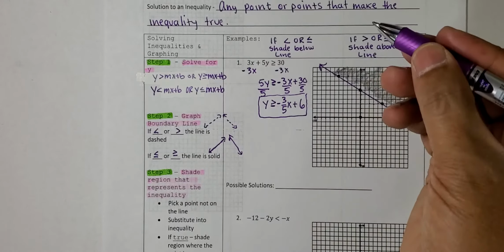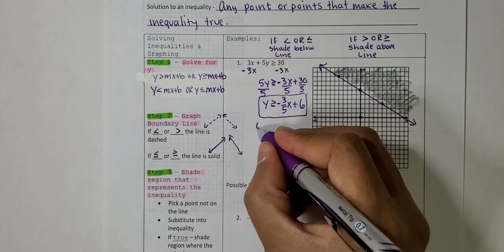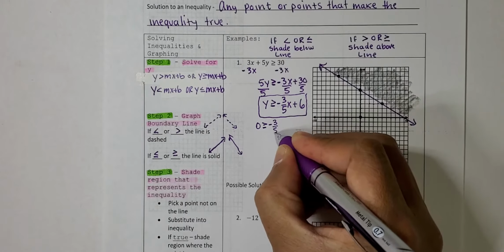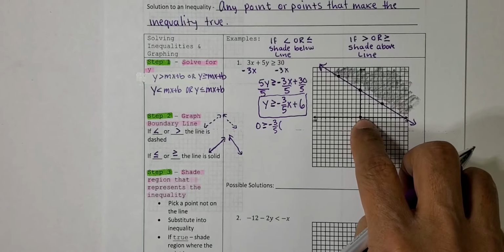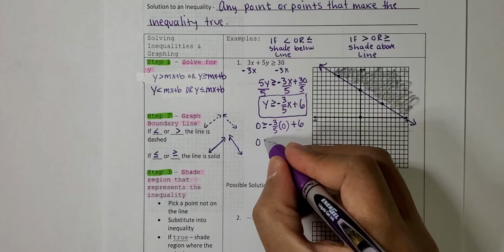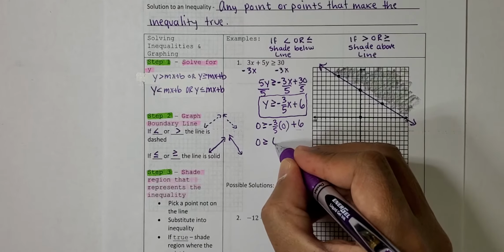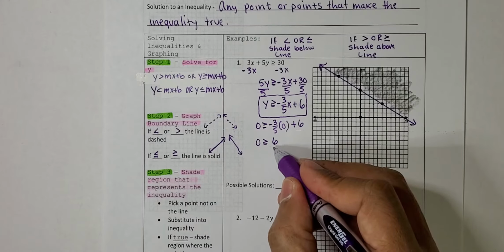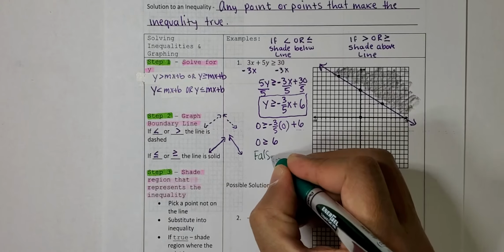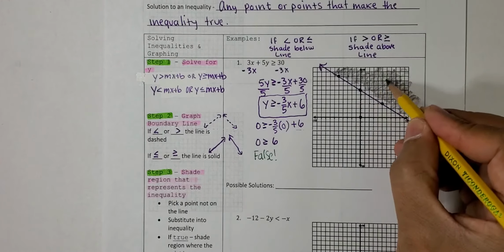And if you don't know, you can easily check. So if I choose the point (0, 0), then y is 0, greater than or equal to negative 3 over 5, and x is also 0 here, right at the origin. And then I'm going to add 6. So 0 is greater than or equal to negative 3 over 5 times 0, which is 0. So all I have left is the 6. Now, is this a true statement? The answer is no, this is not a true statement. This is false.